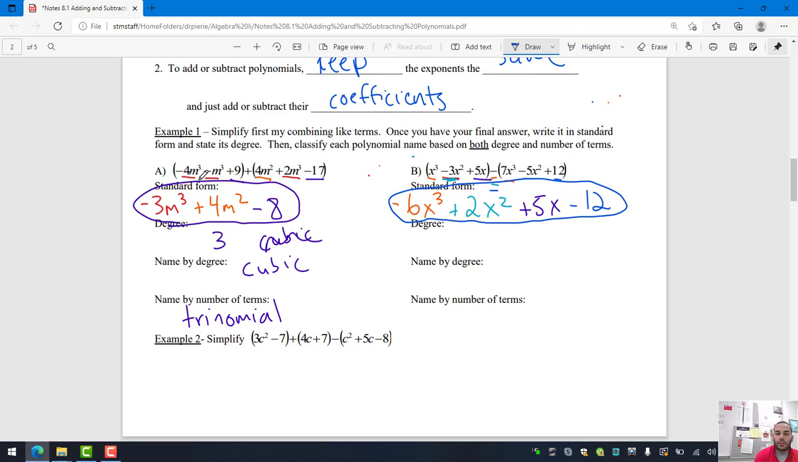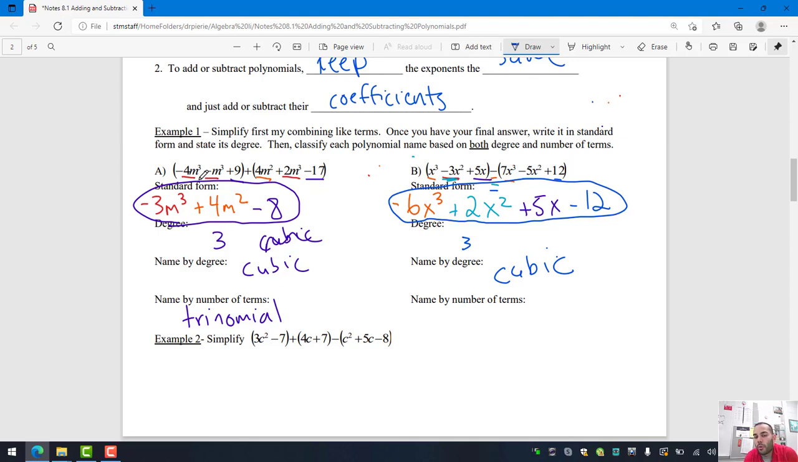Okay, what is this? What is the degree of this polynomial? It looks like the highest exponent we see is 3. The degree is 3. The name by degree, if the highest degree is 3, it's called a cubic function. And then the name by the number of terms. So it looks like there's 1, 2, 3, 4 terms.